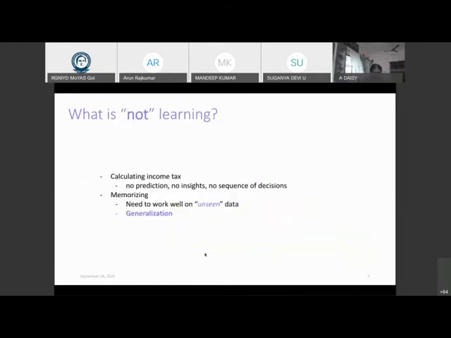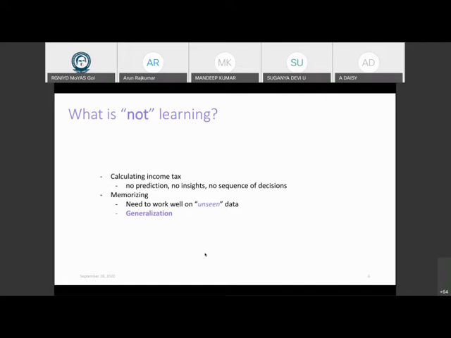So let me also make it clear what I mean, and what I do not mean, by learning from data, so that we are absolutely clear as to where we are in terms of understanding what the term learning means. So this is what I mean. This is what I don't mean when I say learning from data.